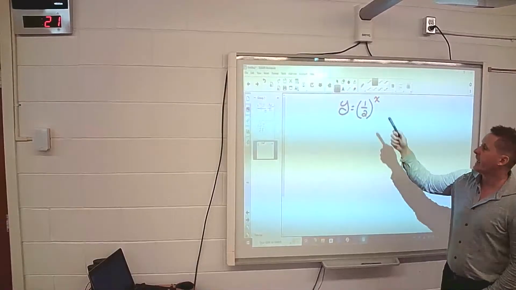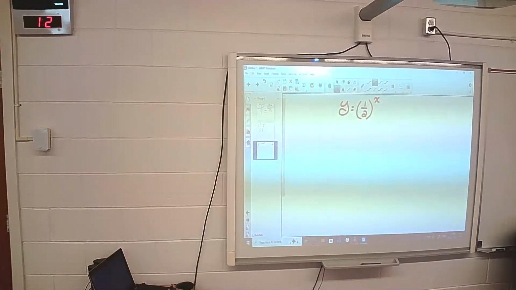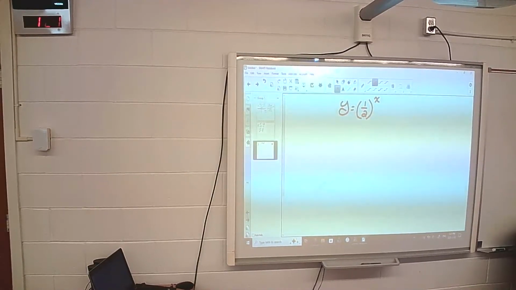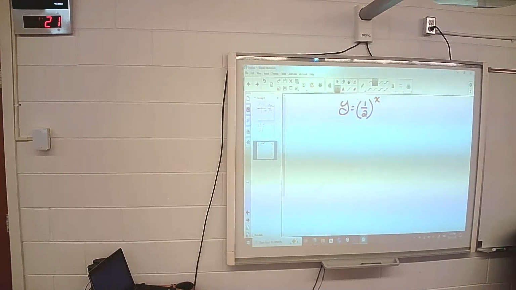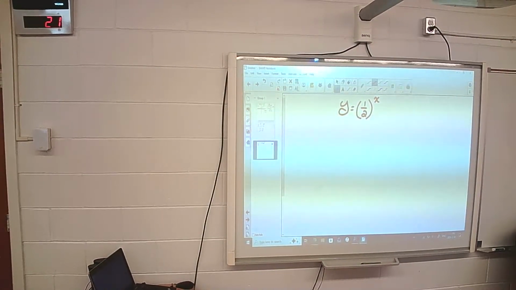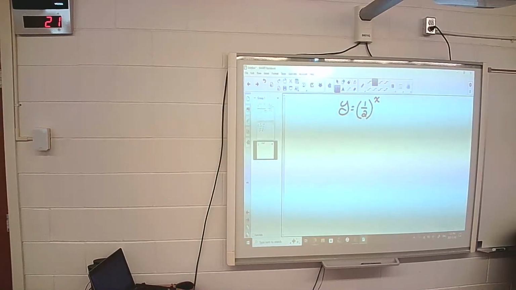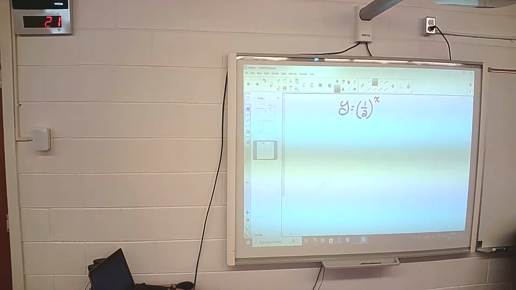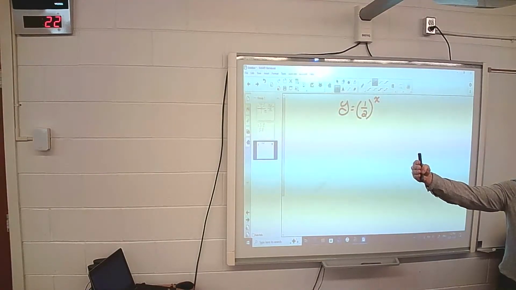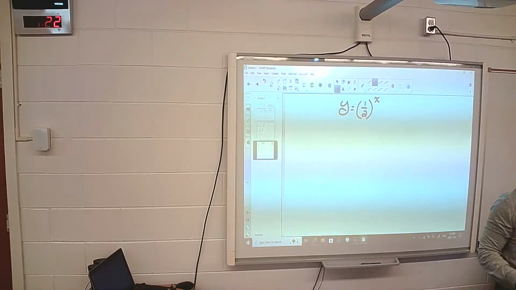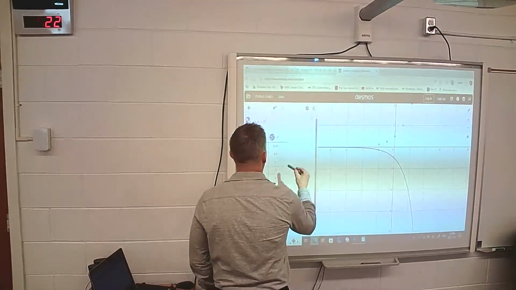Well, let's start at x equaling 0. If x is 0, what is y? 1. If x is 1, what is y? 1/2. If x is 2, what is y? 1/4. If x is 3, what is y? 1/8. If x is 4, what is y? So as x gets larger, what's happening to the value of y? It's decreasing. Exactly what Ella said. It now becomes decreasing. So that graph is then going to have a bit of a different shape to it.